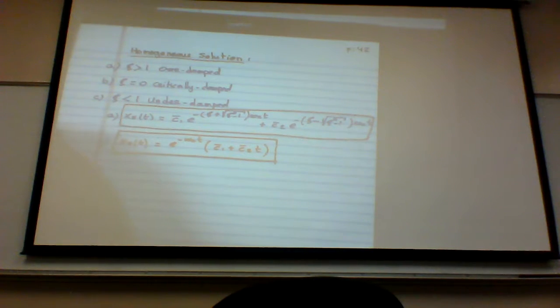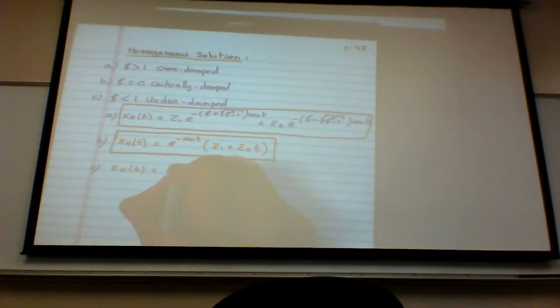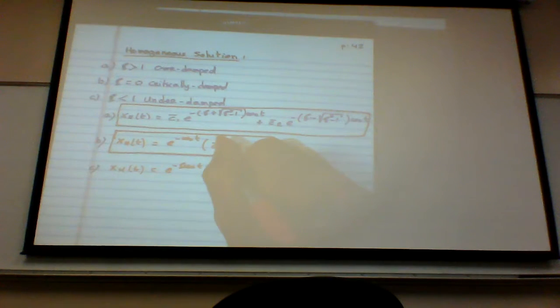And if the system is underdamped, we still have the exponential of minus zeta omega n t times C1 exponential of minus i times the damped frequency t plus C2 exponential of i times the damped frequency t. Oh, I forgot something here, I forgot the i. We have an i on this one.